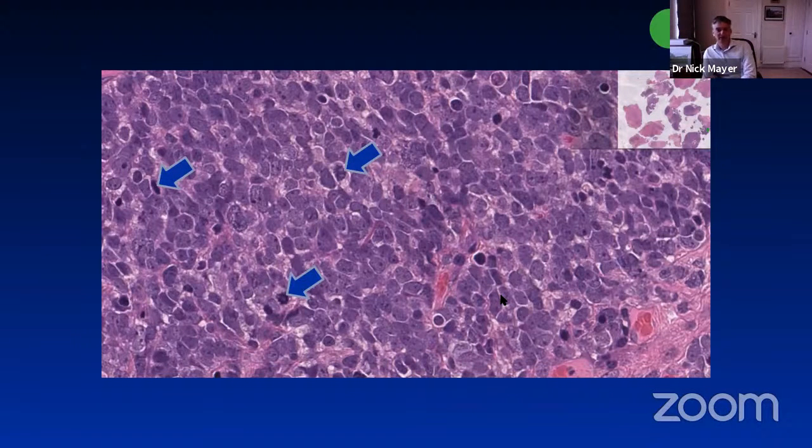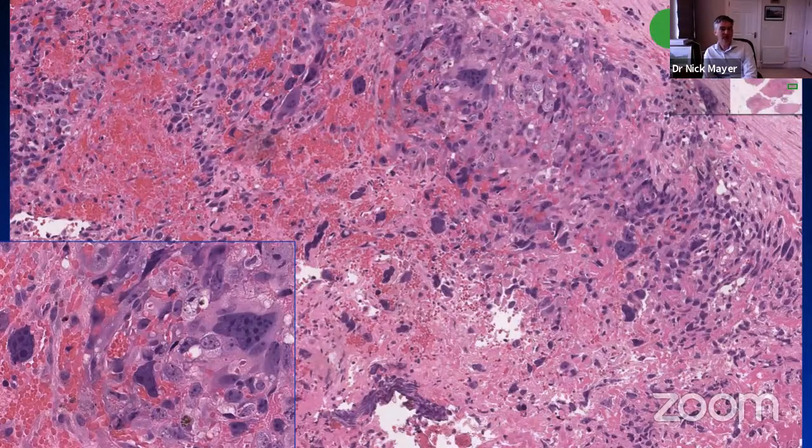And then there were other areas that would look quite different, where the cells were larger, had more voluminous cytoplasm, and included some of these rather nasty looking tumor giant cells, which a couple of people made the point they might have splashed a beta HCG, wondering about trophoblastic differentiation, which is not unreasonable.